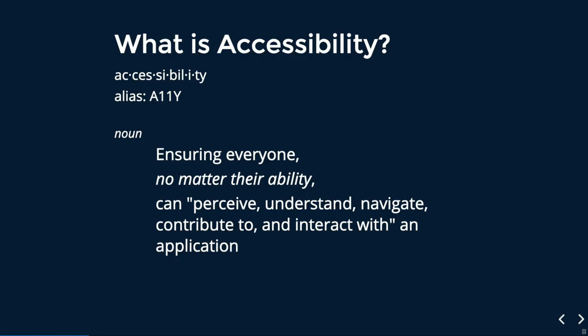So before I dive in too much, I just want to make sure we're all on the same page. What is accessibility? It's essentially ensuring that everyone, no matter their ability, this is the key part, can perceive, understand, navigate, contribute to, interact with an application. So essentially anything one person can do, every other person can do on that application, website, product, whatever it might be, no matter their ability.